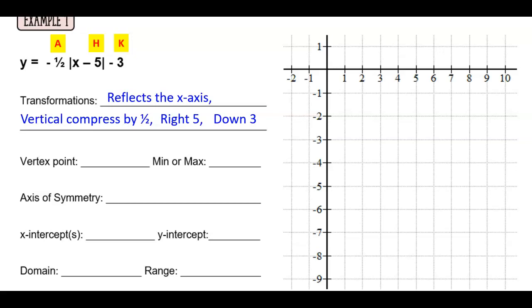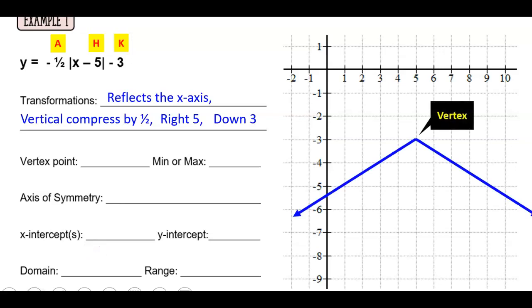Now, what's the vertex point? We did this on the warm-up. What's my H value? It's a +5, right? Because insiders lie. So it's a +5. My K value is -3. That stays the same. So go and write 5, -3 for your vertex. Okay?